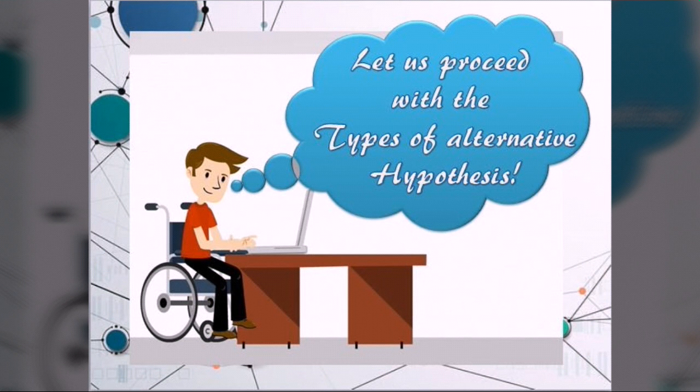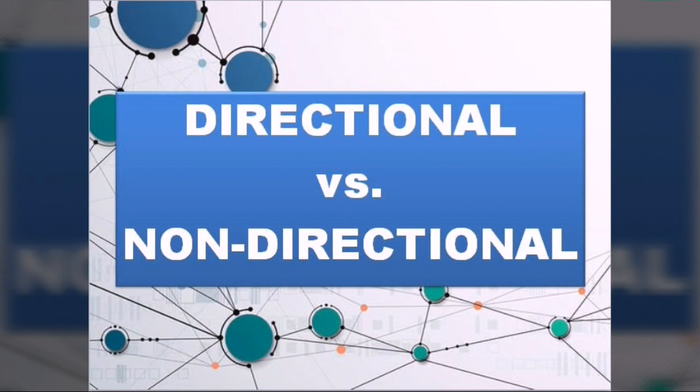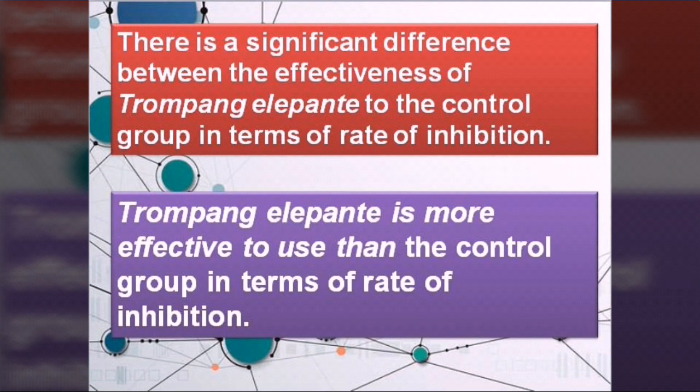Let us proceed with the types of alternative hypothesis. Yes, you heard it right. There are types of alternative hypothesis. These are the two types of alternative hypothesis: directional and non-directional hypothesis. But before we discuss it, I will give you first different examples of alternative hypothesis. Let us have these two examples.